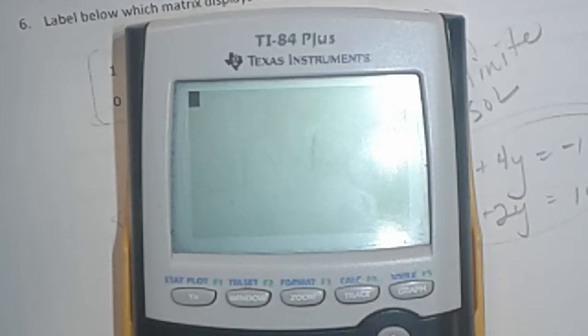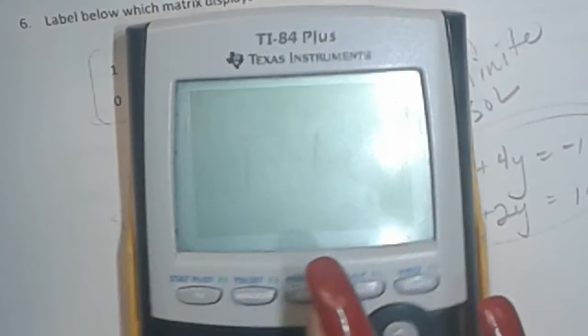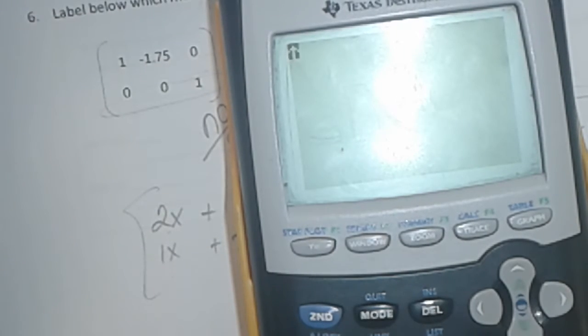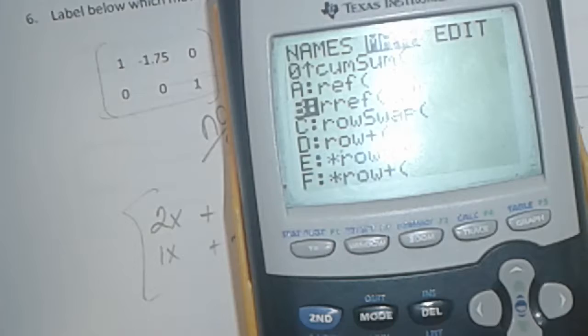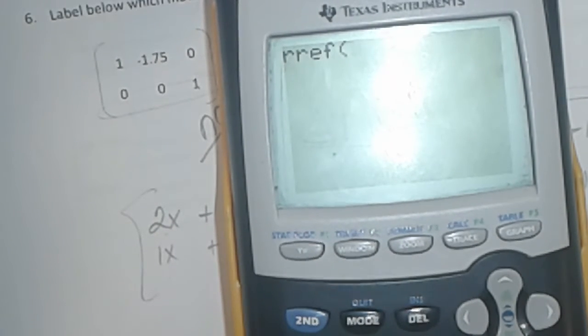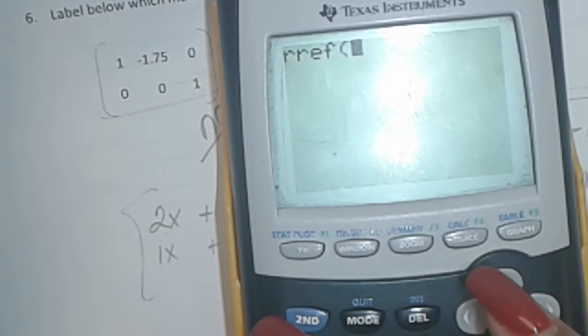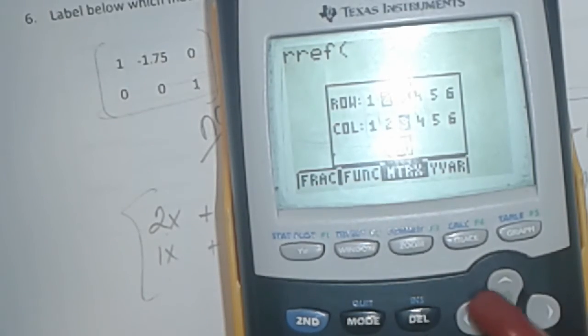So what did you do? You have to go to the matrix section of the calculator. So second, x negative 1. Go over to math. Go all the way down to RREF. Now select the matrix. Alpha, zoom. Make sure it says 2, 3.